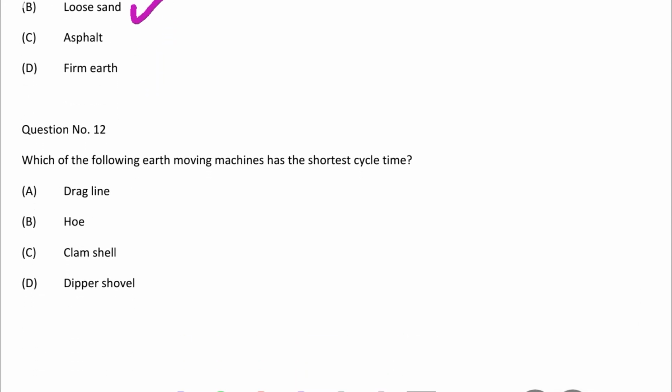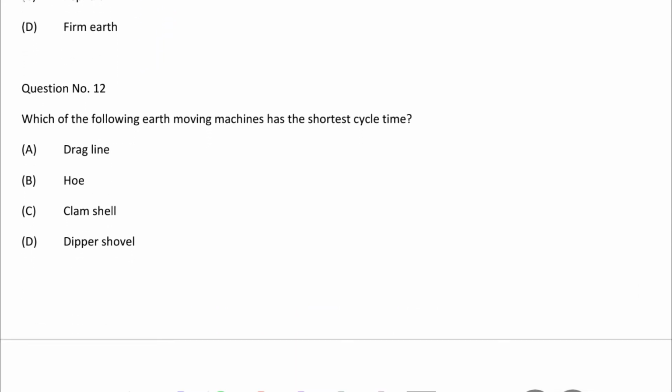So next question, which of the following earth moving machines have the shortest cycle time? Option A, tagline, option B, hoe, option C, comcel, option D, dipper shovel. So the correct answer is option D, dipper shovel.